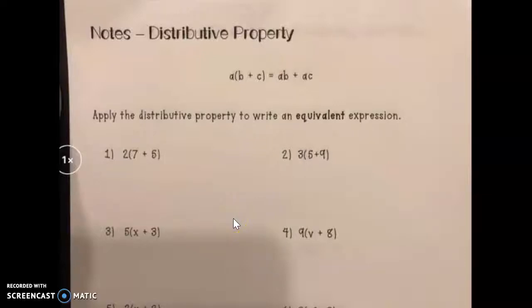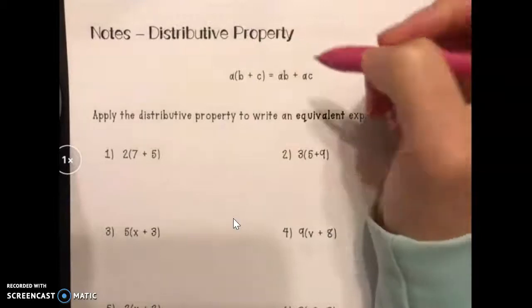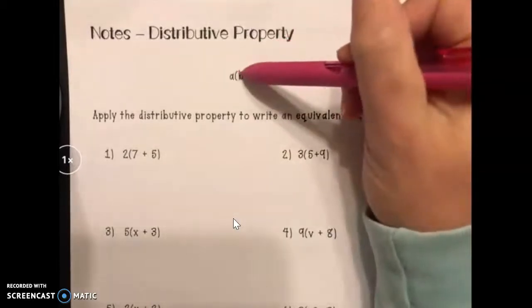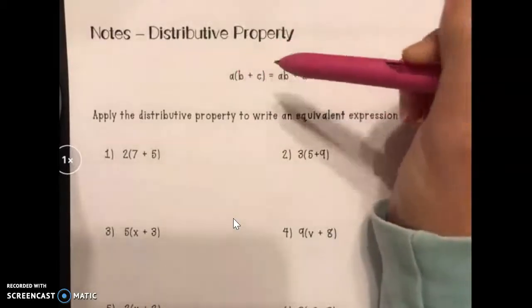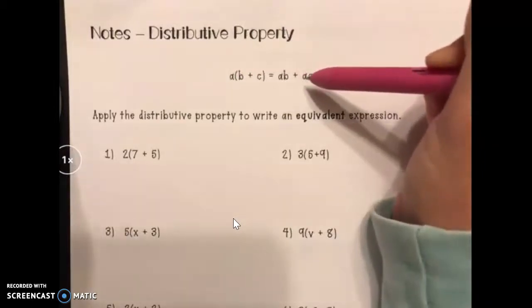Hey guys, so today we're going to be learning about the distributive property and how to apply that to what we know. So jumping right in, the distributive property means that A in parentheses B plus C is the same thing as AB plus AC. Okay, so what does that mean?